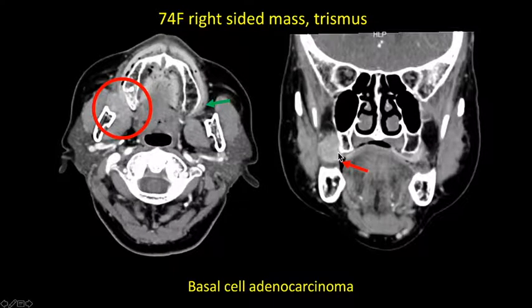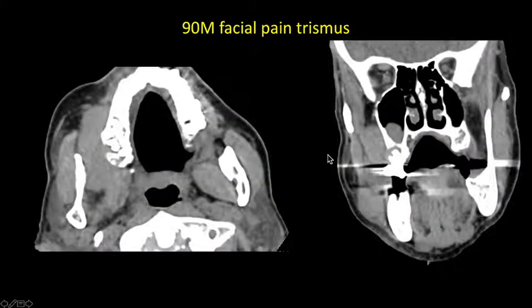Basal cell adenocarcinoma in this case. This is a 90-year-old with facial pain and trismus. They have this homogeneous bulky mass going from the medial aspect of the buccal space through into the masticator space, and it's eroding the posterior portion of the maxilla around the roots of this tooth. The green arrow showing you the normal buccinator on the unaffected side.